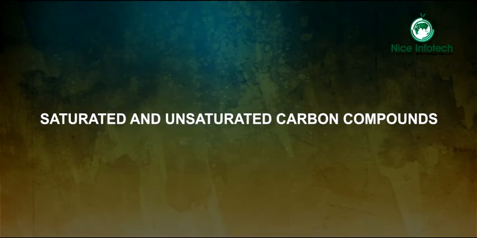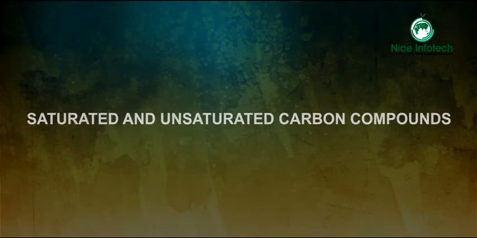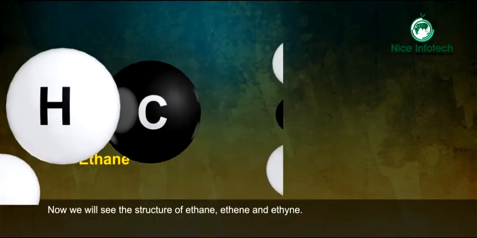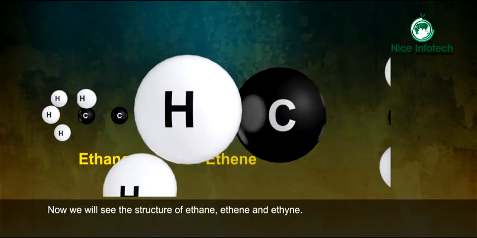Saturated and unsaturated carbon compounds. We have already seen the structure of methane. Now we will see the structure of ethane, ethene and ethyne.